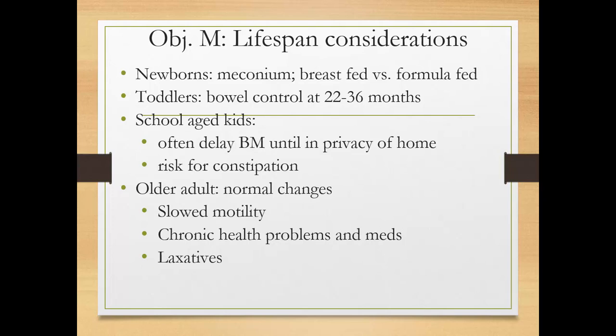There's a couple lifespan considerations to take into account. Meconium is the intestinal secretions found in the large intestine of the unborn baby. Unlike later feces, meconium is composed of materials that the baby ingests during the time that it's spent in the uterus. This is things like intestinal epithelial cells, lanugo, mucus, amniotic fluid, bile, and water.